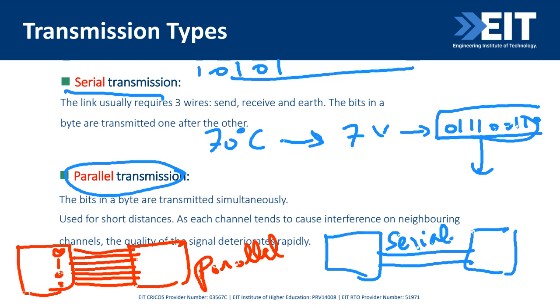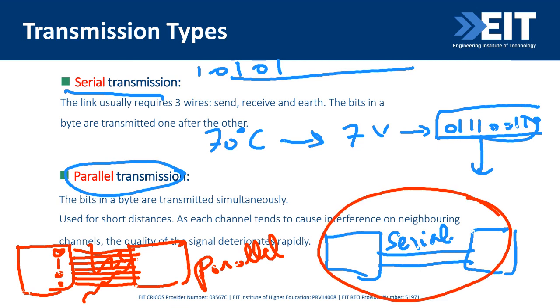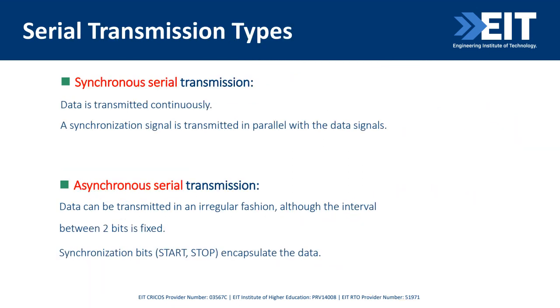But the problem in parallel, especially when the distances start to be in the meters, is that there will be a lot of interference between those wires. Okay, so it is kept really for very short distances, like on a small motherboard or a printed circuit board, but not between devices. Between devices, it's typically serial that's being used. So everything that we will mention in a moment is serial communication.